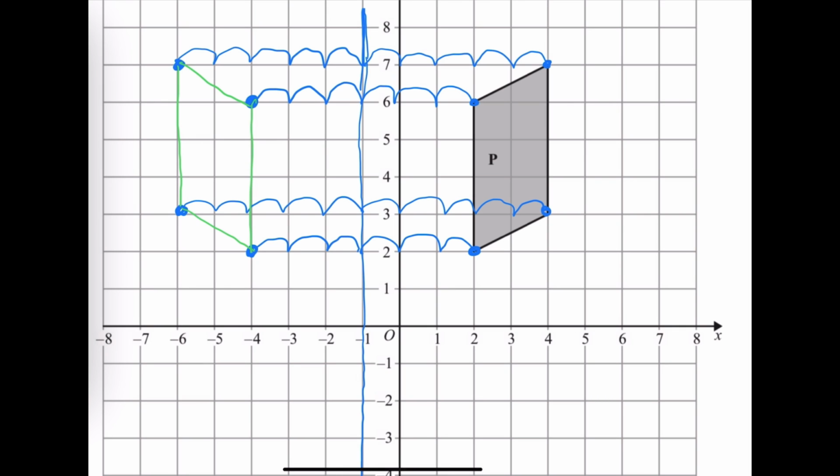And that's the answer. It is as simple as that. And this is the reflection of P.